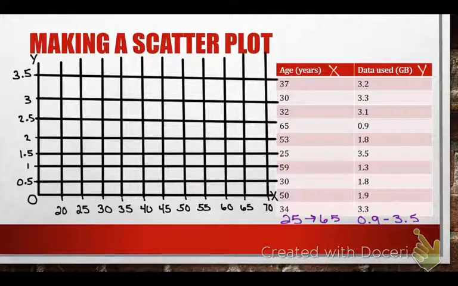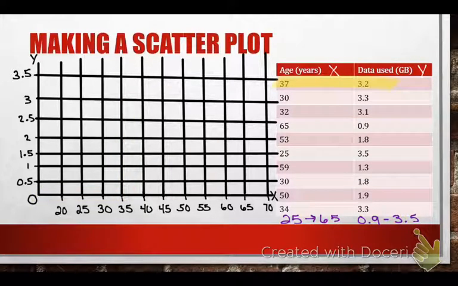Okay, so look at the first one, 37 and 3.2. You're going to follow X over to roughly 37, and then you're going to follow it up to 3.2, and that's where your point goes. You don't have to do what I just highlighted. I'm just showing you how I follow X and how I follow Y up to make my point there.